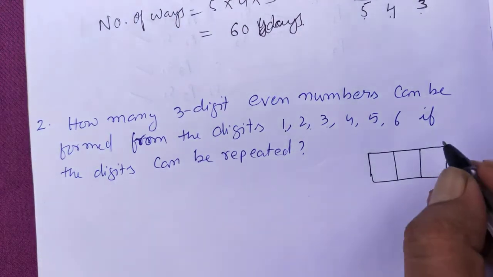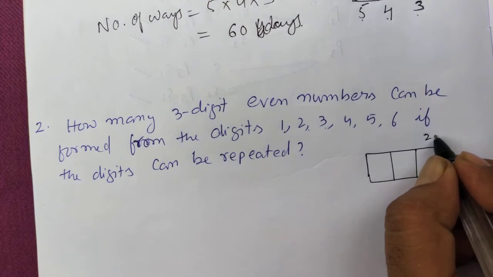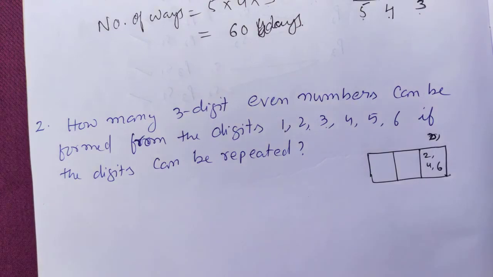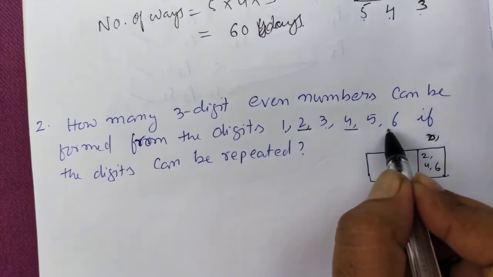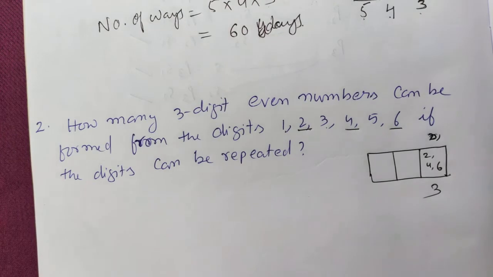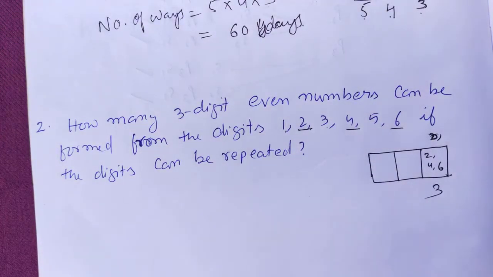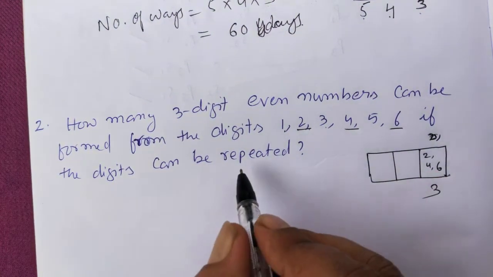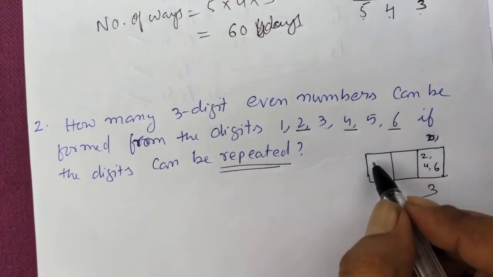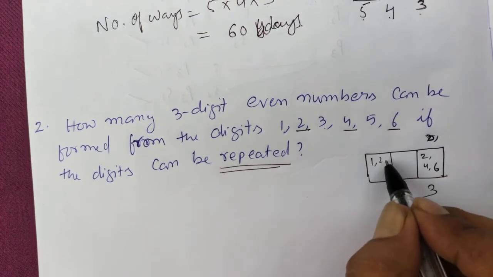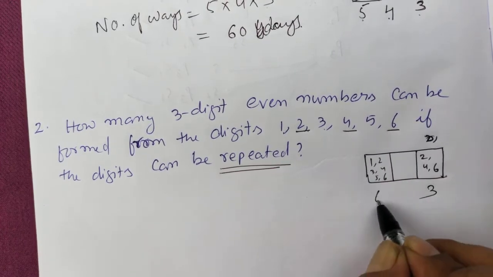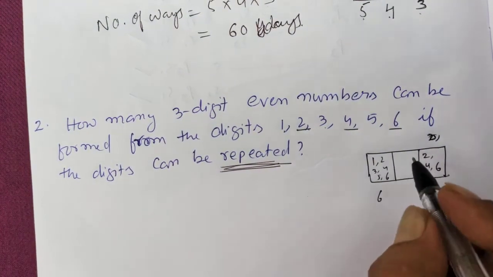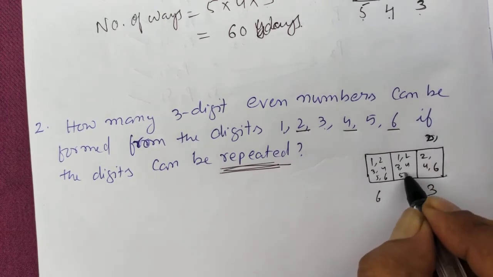For an even number, the last digit must be 2, 4 or 6. That means I can use 3 numbers here. And here you can use any number because digits can be repeated. So here you can use all the 6 numbers, 1, 2, 3, 4, 5, 6, so we can arrange in 6 ways. Since repetition is allowed, I can use all the 6 numbers here also, so 6 ways.